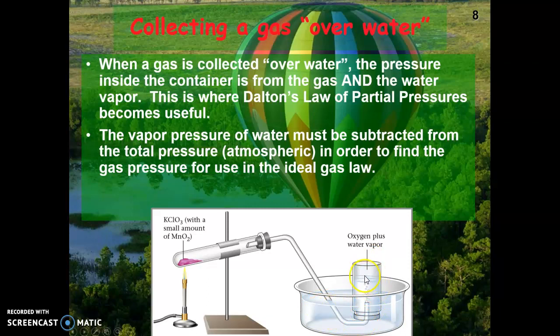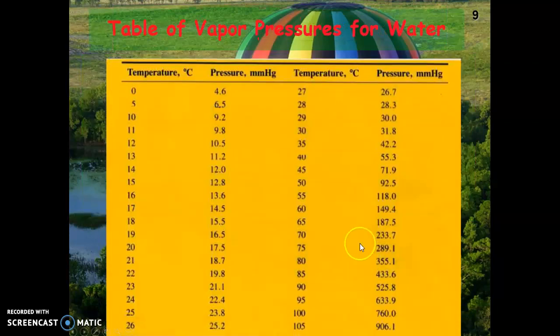Well, here's the deal. The water evaporates too. So not only do you have the oxygen gas that you bubbled through, but you also have a little bit of water vapor in there. And so Dalton's law is necessary to subtract the vapor pressure of the water from the total pressure of the atmosphere to get the oxygen pressure.